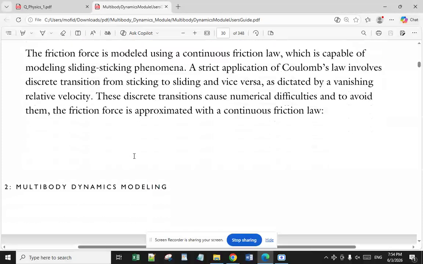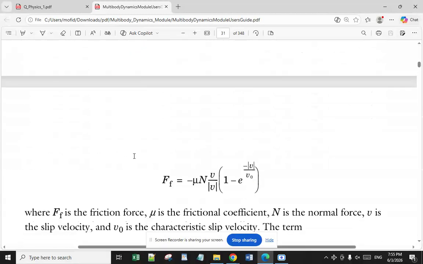The friction force is modeled using a continuous friction law, which is capable of modeling sliding and sticking phenomena. A strict application of Coulomb's law involves discrete transitions from sticking to sliding and vice versa. As dictated by vanishing relative velocity, these discrete transitions cause numerical difficulties, and to avoid them, the friction force is approximated with a continuous friction law.